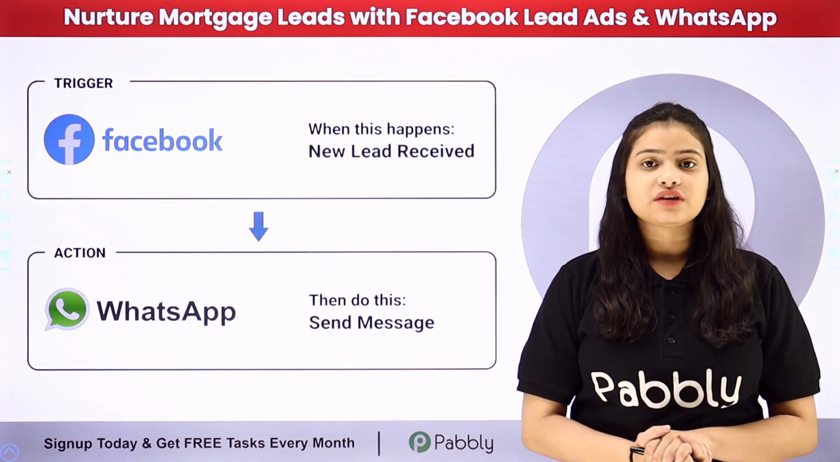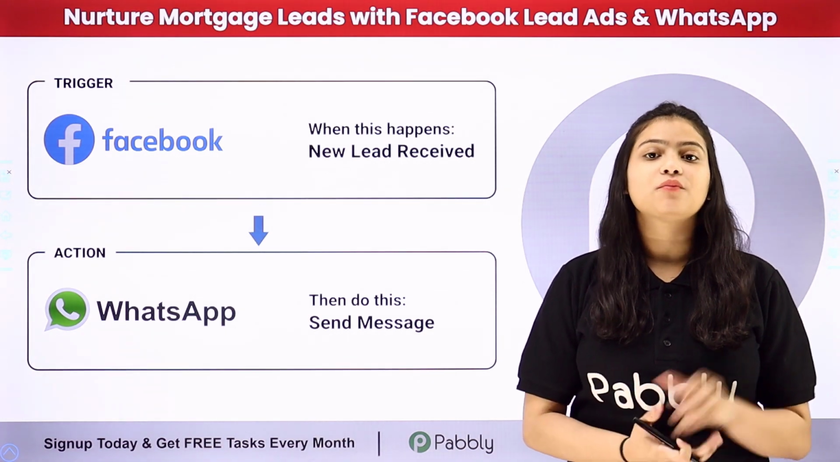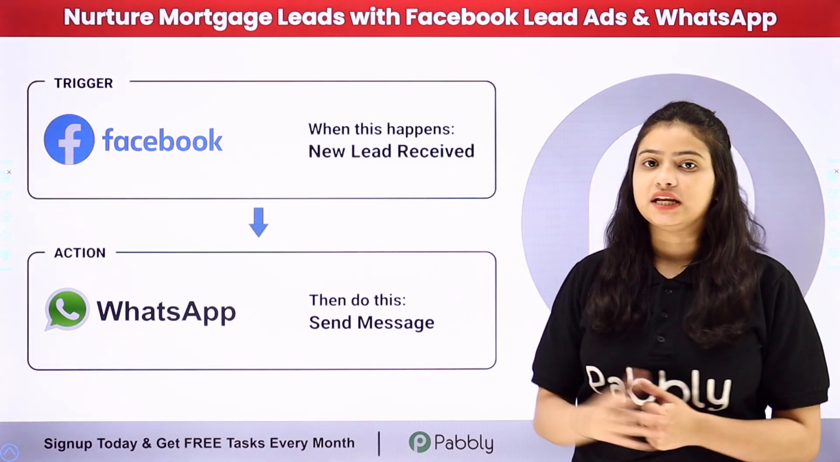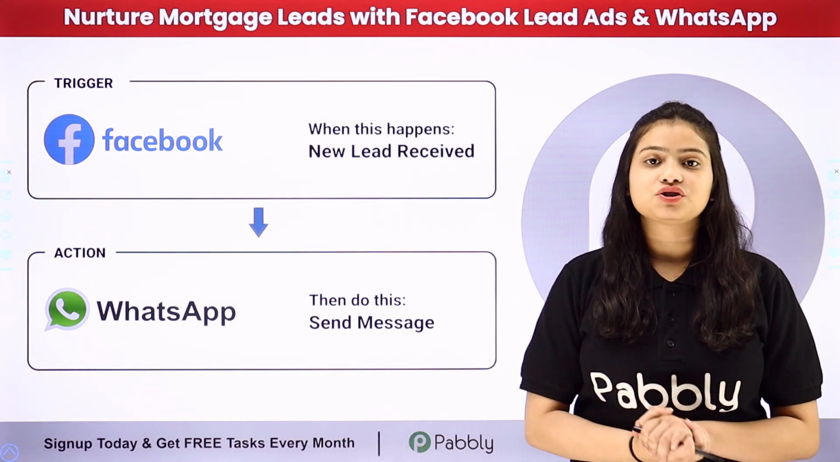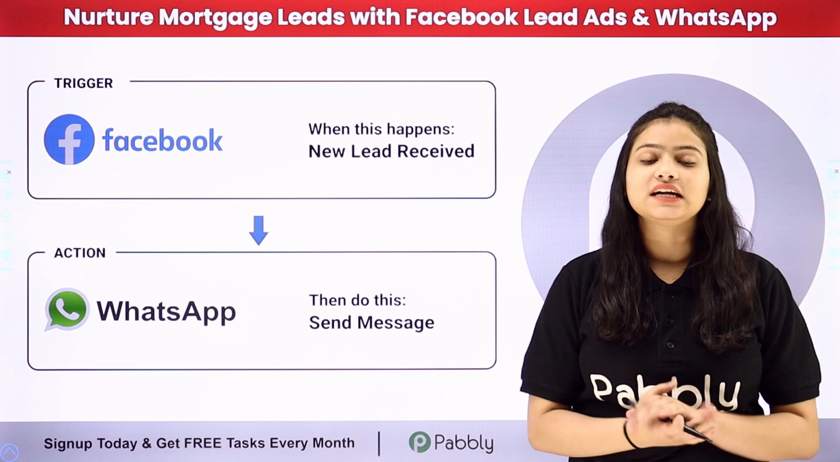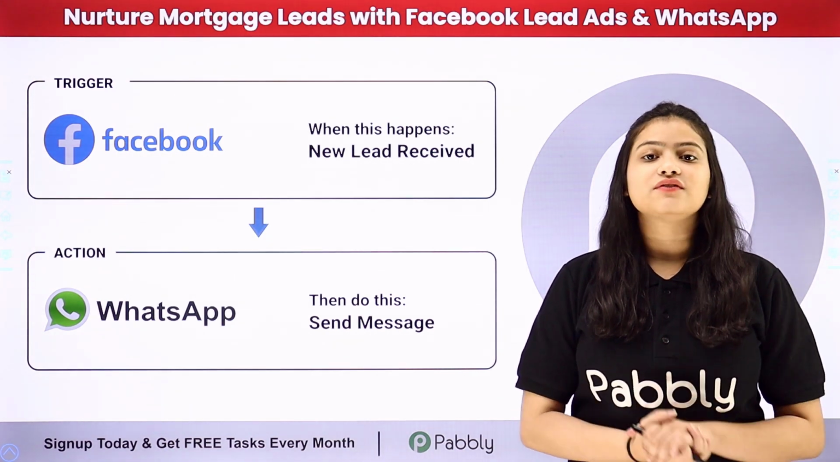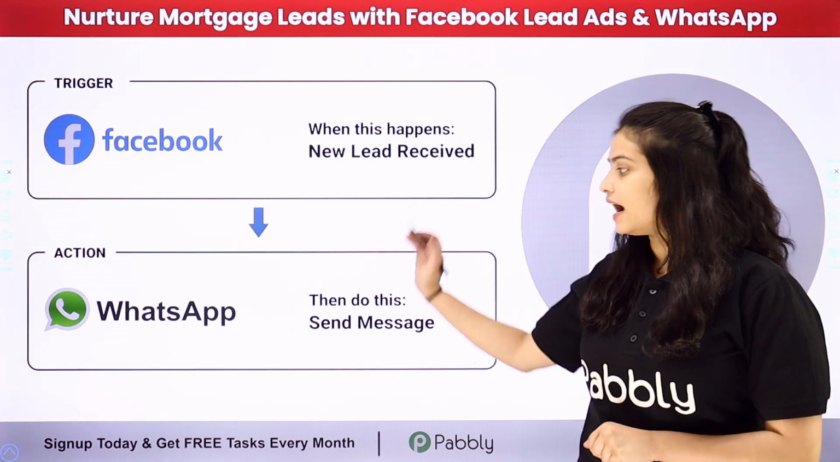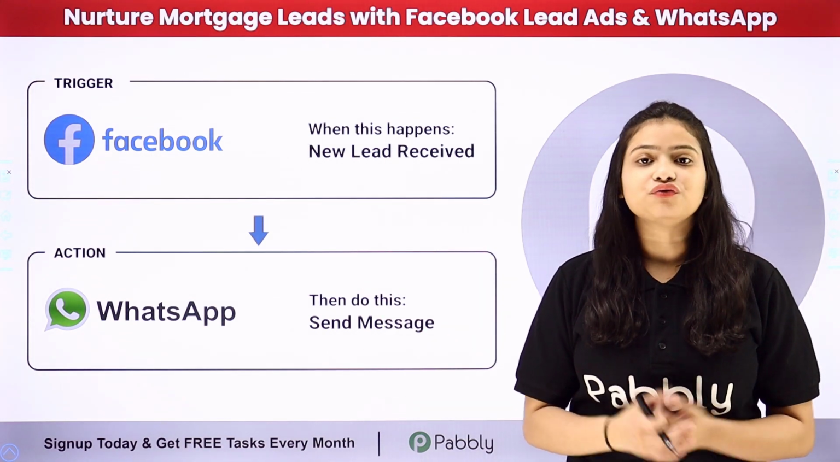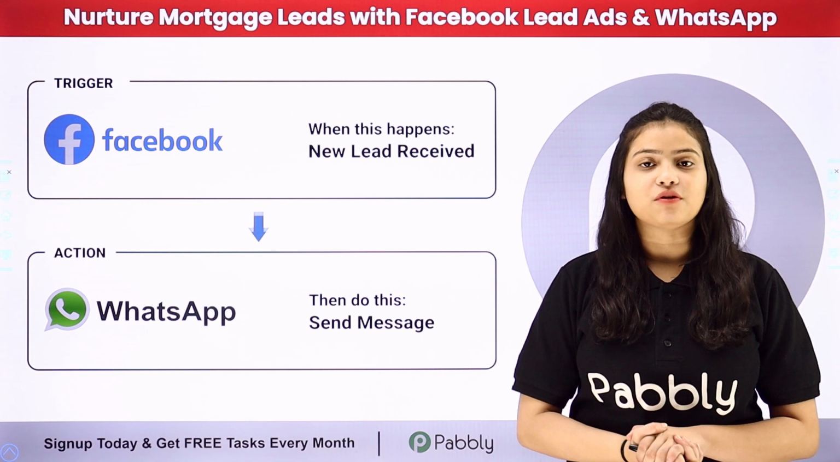So my objective is that whenever I receive a new lead for my mortgage finance company through Facebook lead ads, then automatically a WhatsApp message should be sent to that same lead so that I can connect with my leads further. So how are we going to automate this entire process? For this, we will have to set up a connection between Facebook lead ads and WhatsApp, and that we are going to do without any coding or programming skills with the help of Pabbly Connect.